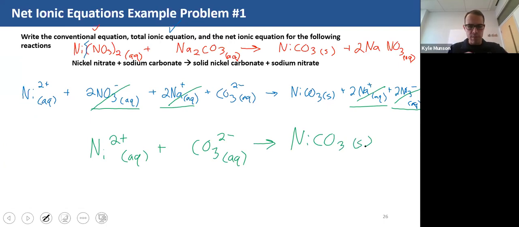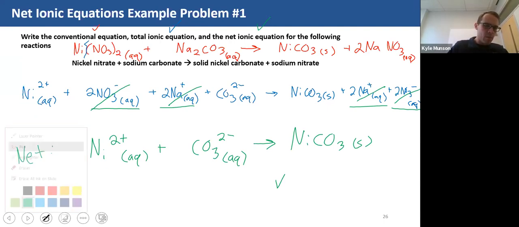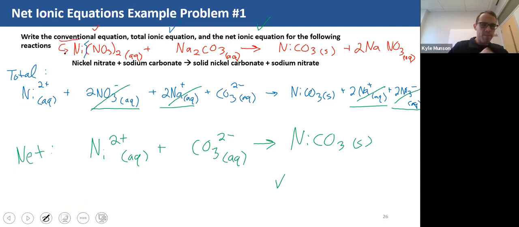Okay, just double check to make sure it's balanced, all is good. So that's my net ionic equation. Okay, so this is the net. Okay, this is the total. And this one on the top, like I said, is the conventional. Okay, so that's an example.